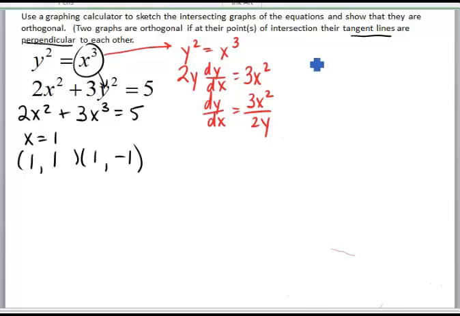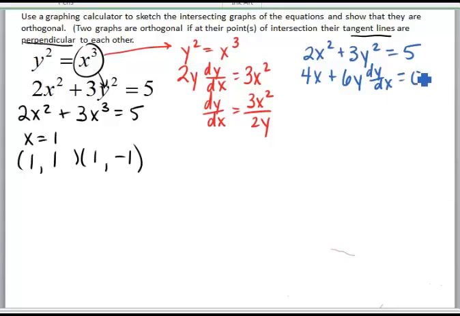The slope of the second curve would be found by finding its derivative of 4x plus 6y dy over dx. The derivative of 5 is 0. Solve for dy over dx. I have 6y dy over dx equals negative 4x. Divide by 6y on both sides. I end up getting negative 2x over 3y. I did reduce my 4/6.